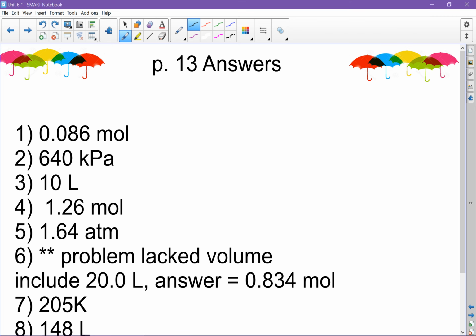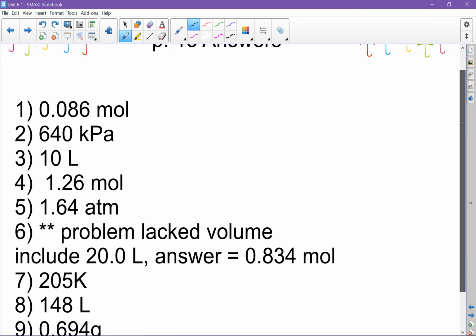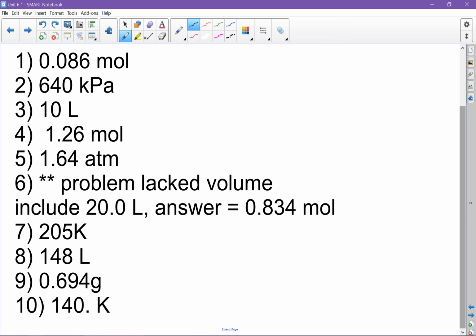Hey guys, we're going to go over the ideal gas law problems that you have on page 13. So here are the answers. There was a typo in number 6. The problem didn't have a volume in it, so I'm going to give you that volume number. This is what should have been typed in the question, and then you can solve it.